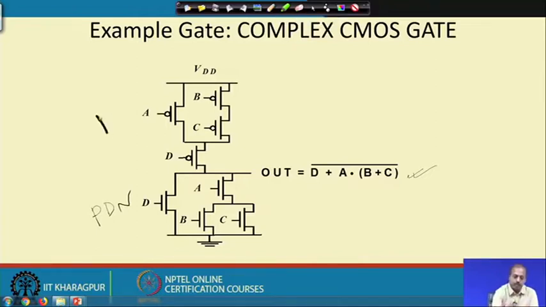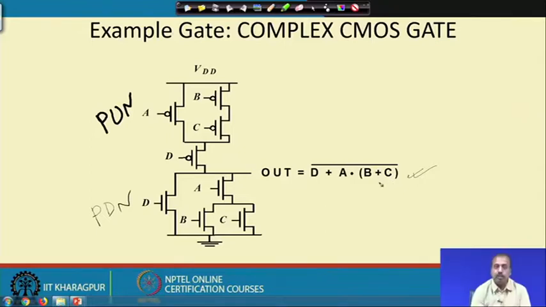So, this is the pull up network. This upper part is the pull up network, the lower part is the pull down network. Now, how do we realize the circuit? As a rule, from the expression we find out the sum of the parallel terms. Like in this expression, D is one term and A into B plus C is another term. So, these two terms are in parallel.